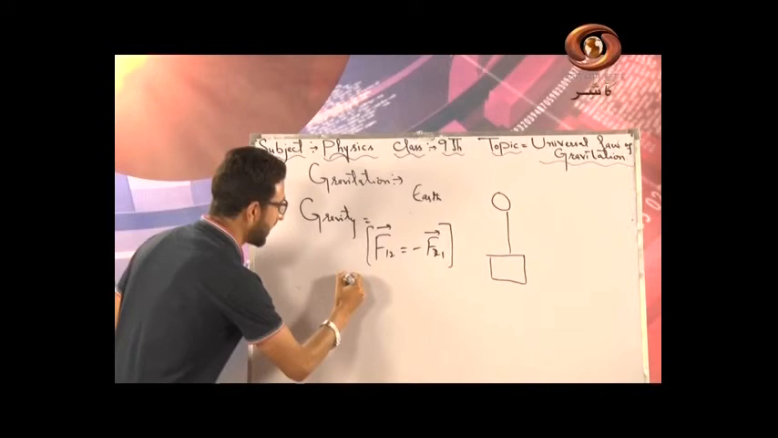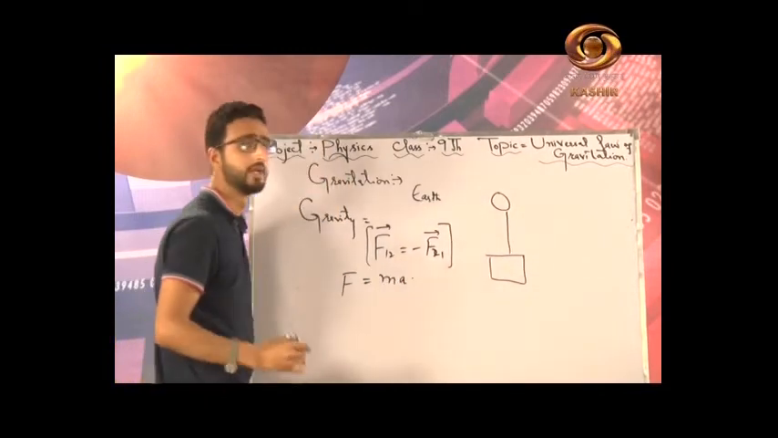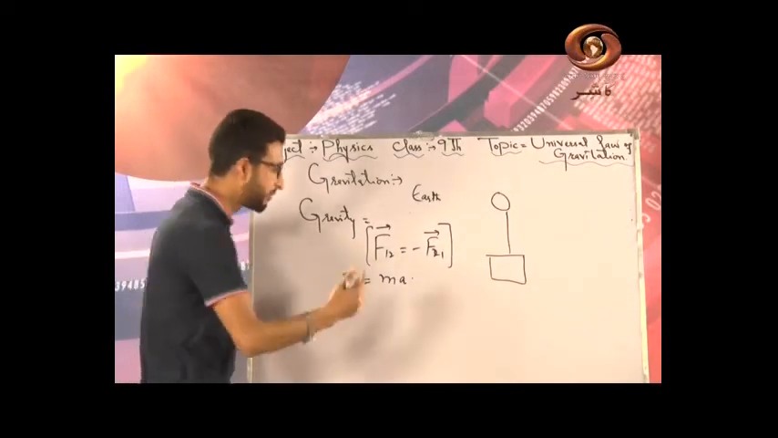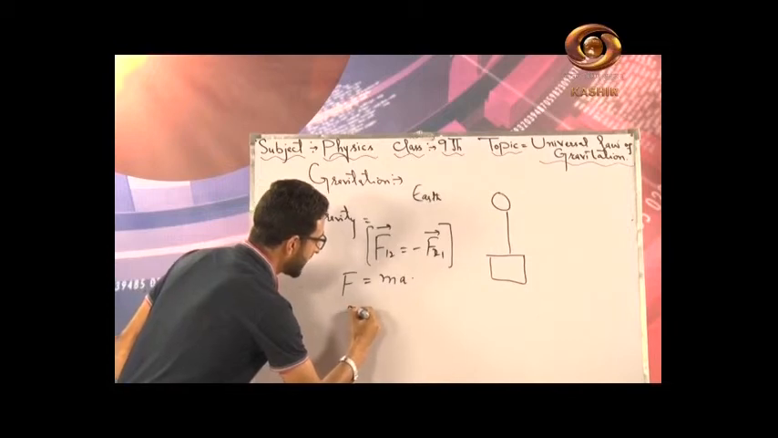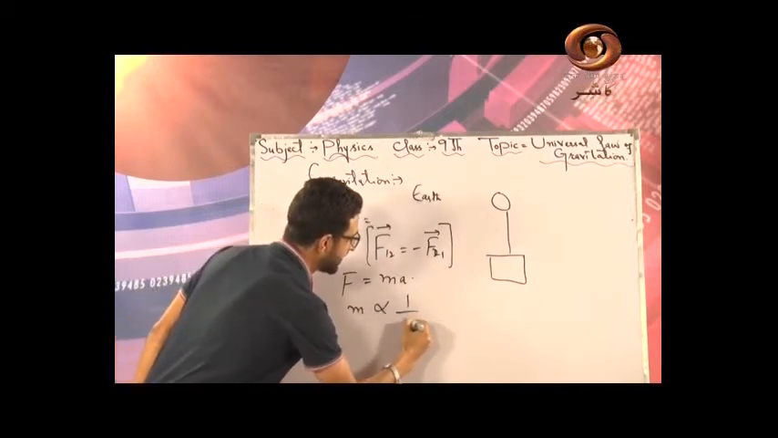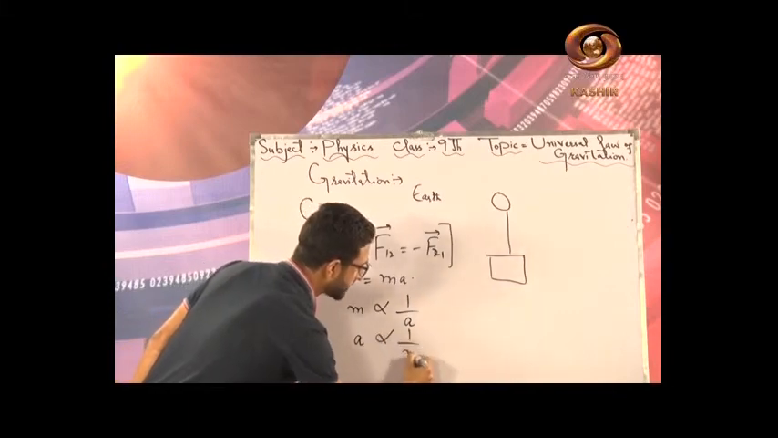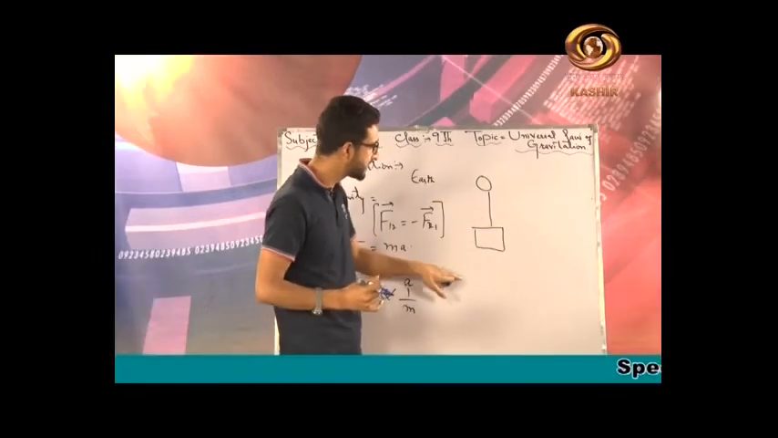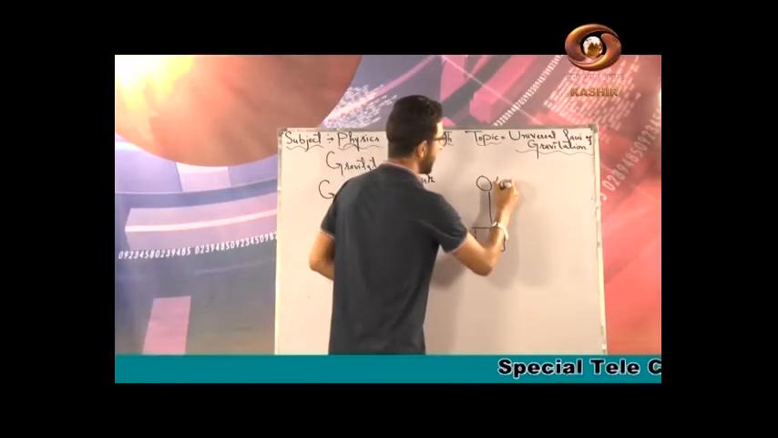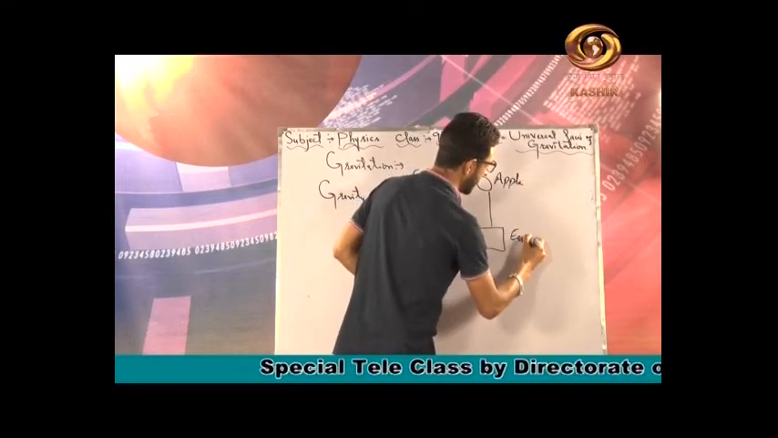As per the second law, F is equal to mass into acceleration. Now, for a given force, since F is constant, M is inversely proportional to A, or I will write A is inversely proportional to M. Now, see, the two bodies under consideration here are an apple and the earth.